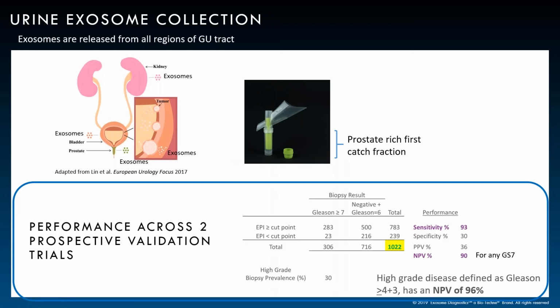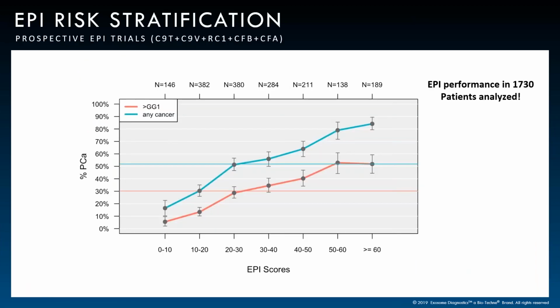With this method, we actually achieve a sensitivity of 93% and a negative predictive value of 90%. If you define cancer as a Gleason 4+3 instead of a 3+4, the negative predictive value goes up to 96%, which is extremely helpful for this decision process.